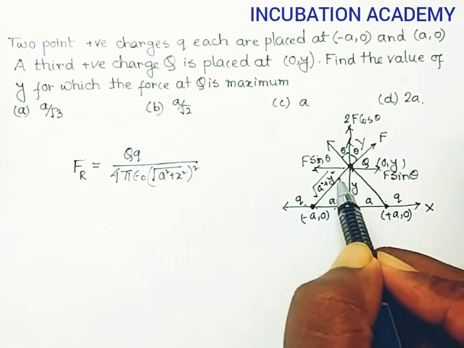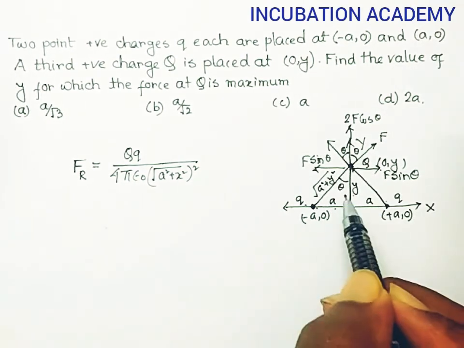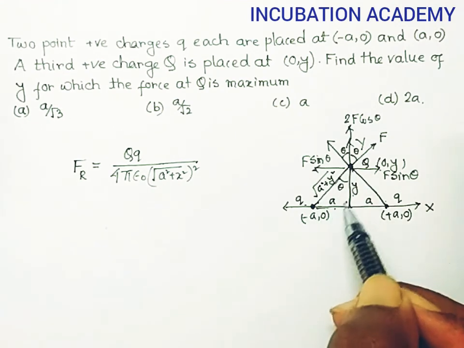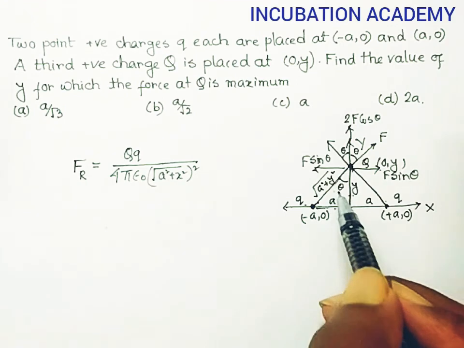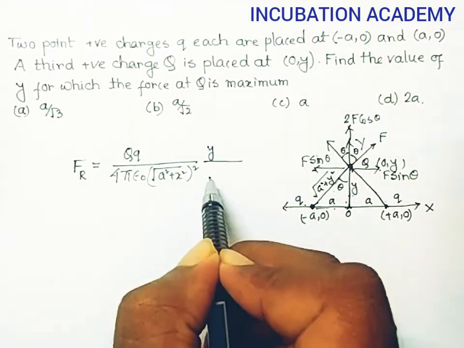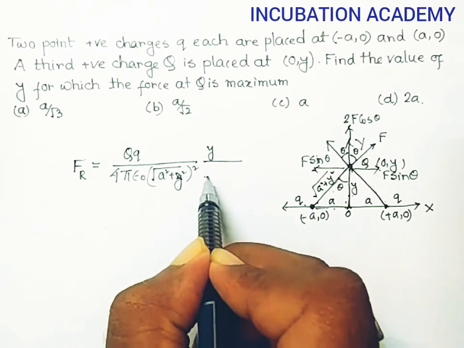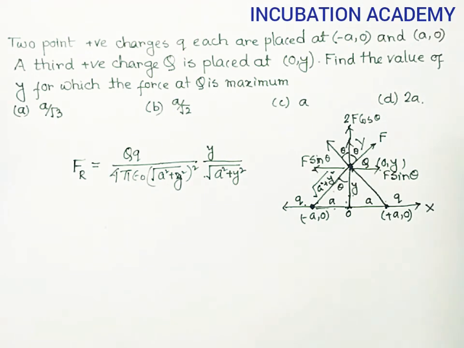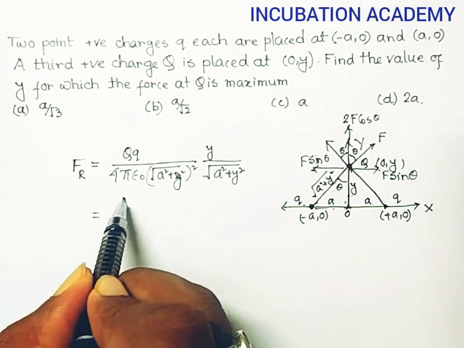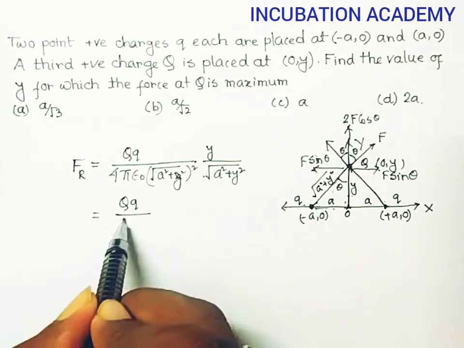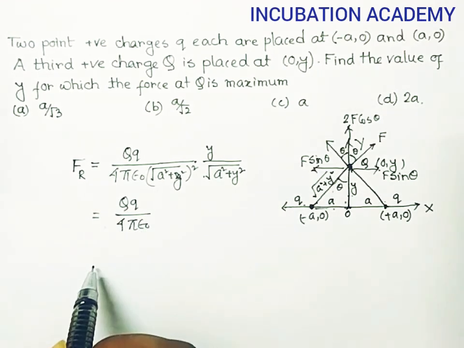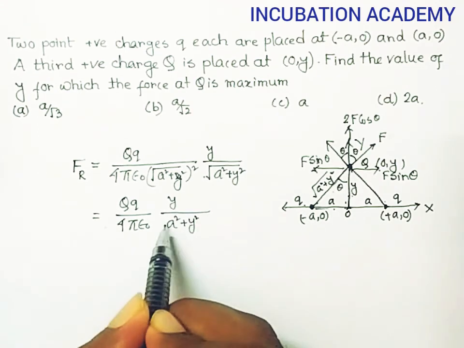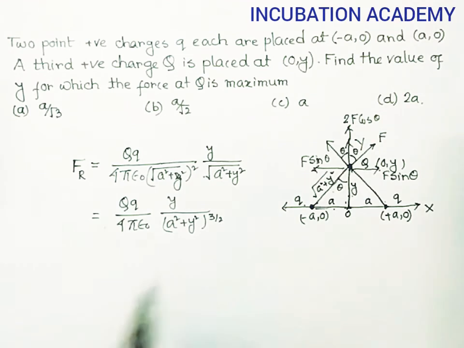Cos theta: if this is theta, then this is the base, this is the perpendicular, and this is the hypotenuse. So cos theta should be base by hypotenuse. Sorry, this should be y over root of a square plus y square. So the final expression will be capital Q into small q divided by 4 pi epsilon naught, times y divided by a square plus y square to the power 3 by 2.